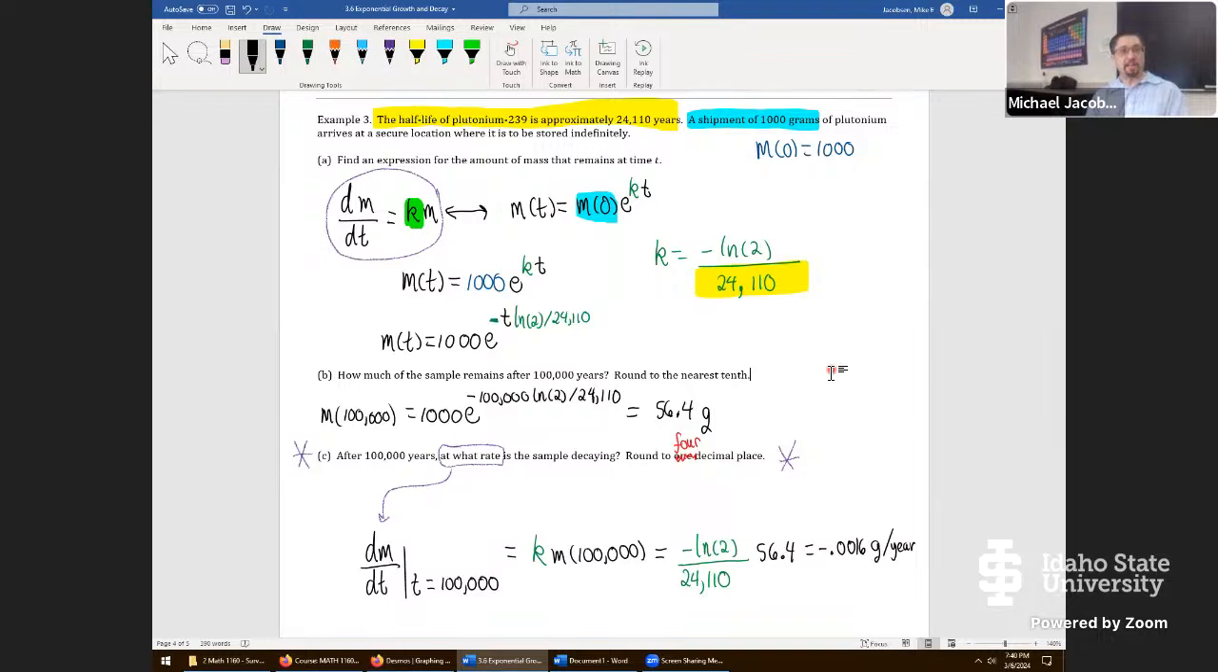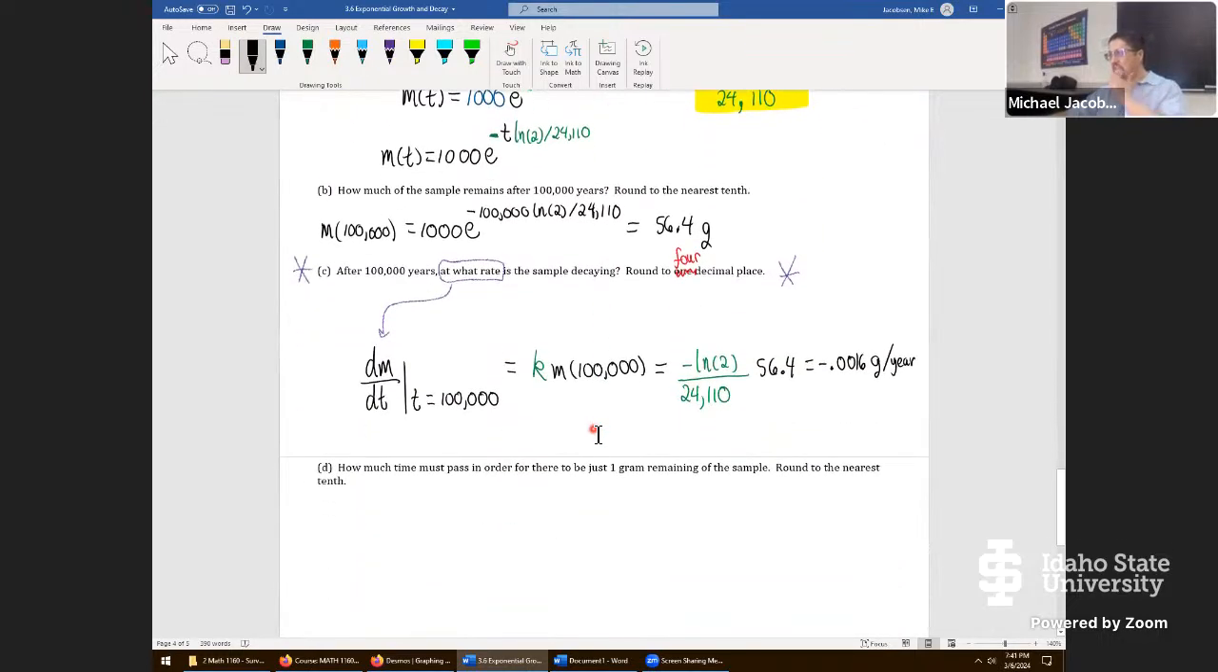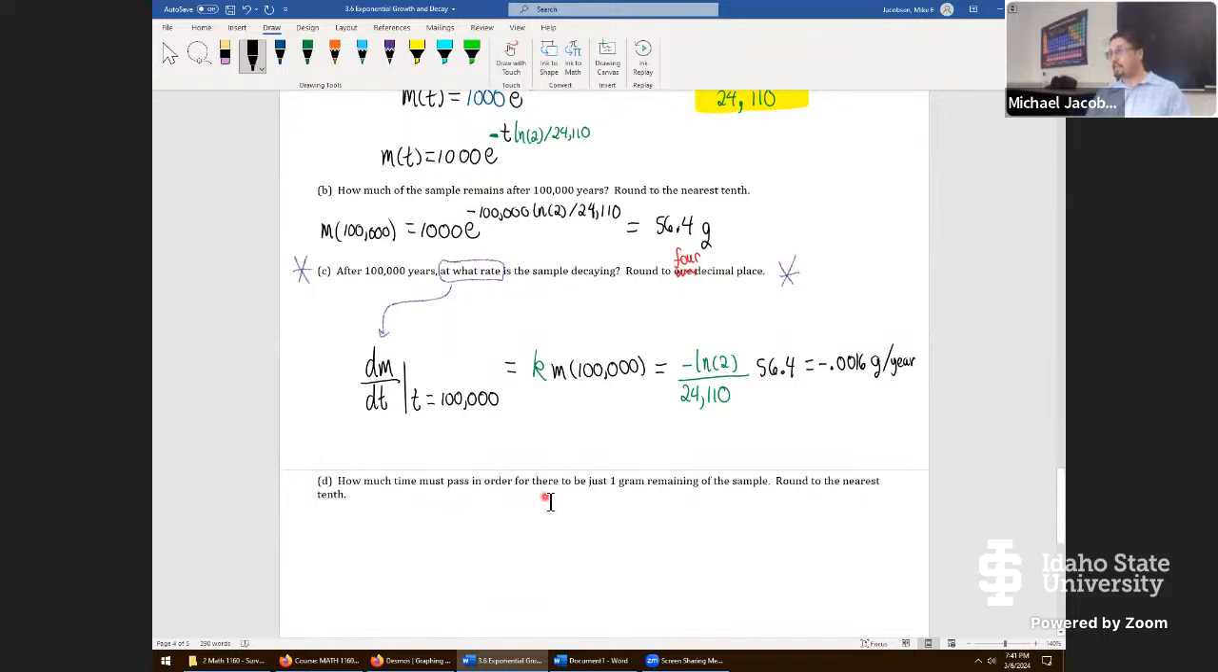Okay, so that's the exponential decay side of the process. And again, it's not too bad because the formula right here allows you to build the function rapidly because k is usually not too hard to spot. Let's see what else we have going on here. The last question on this is, how much time must pass in order for there to be just 1 gram remaining? So just a really fast follow-up question.